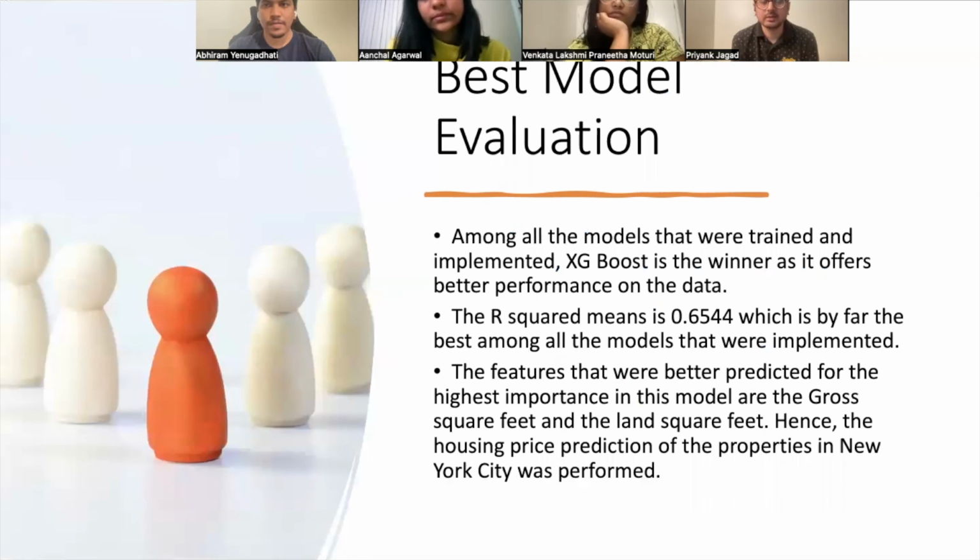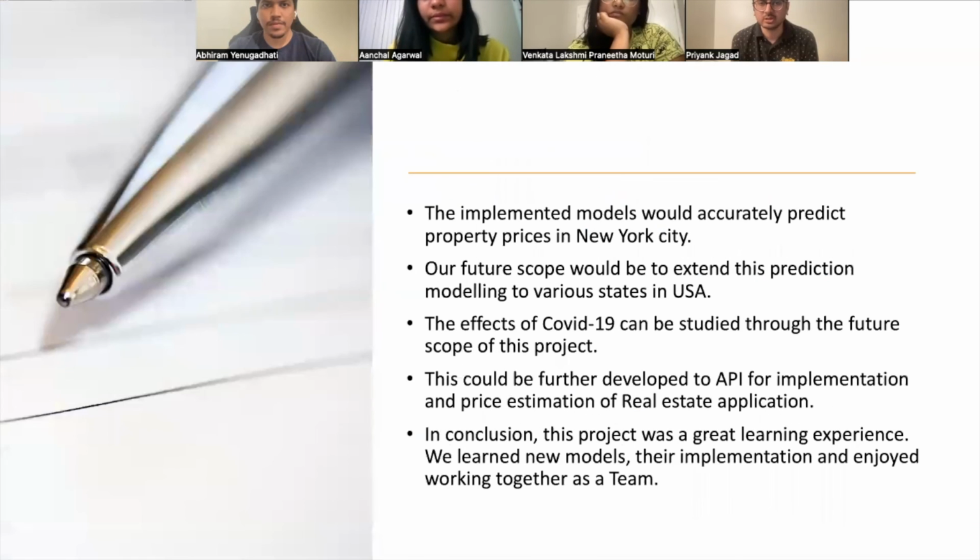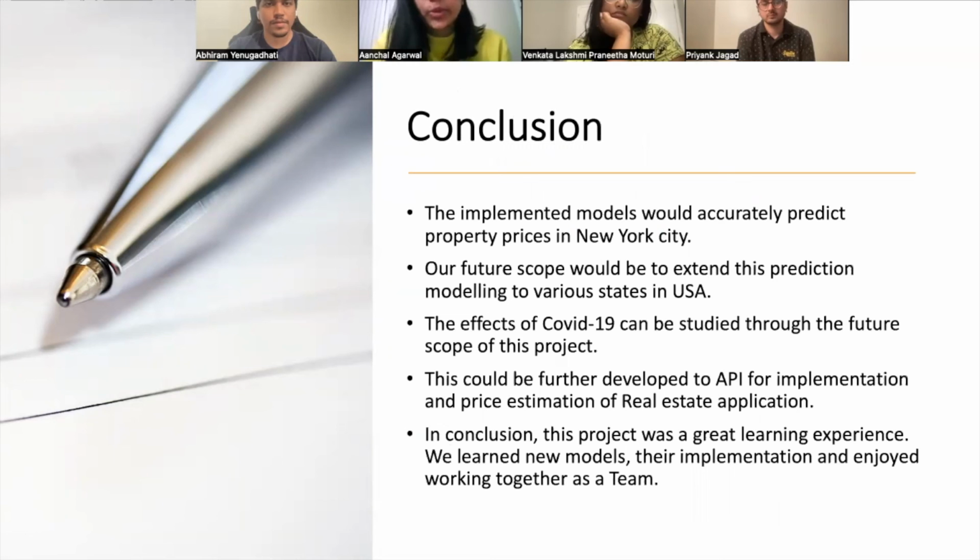The conclusion part will be explained by Anchal. Okay, so in conclusion, we observed that XGBoost outperforms all the models with the highest R-squared score. One of the challenges that we faced during this project was the data collection and the lack of extensive and appropriate data. Hence, if allowed more time and appropriate data, we may incorporate the effect of COVID-19 on our housing prices after 2020 as well.